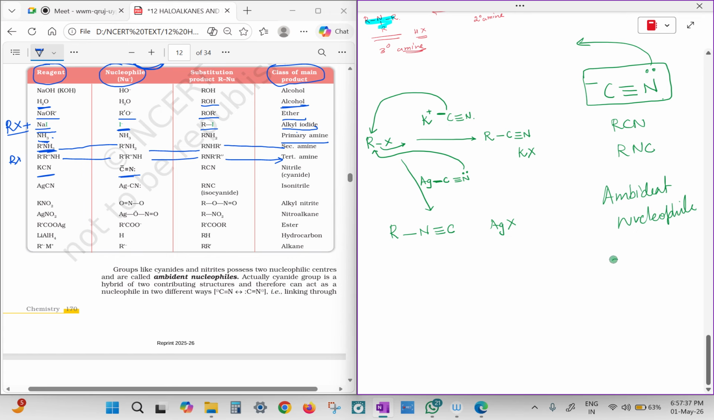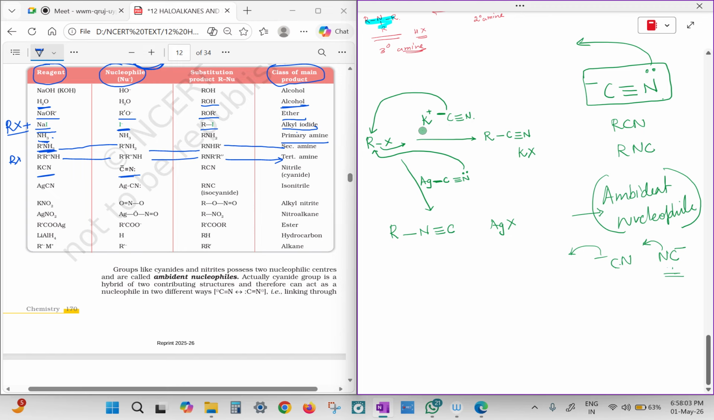Where the two, CN minus and NC minus, both have the same composition, but they attack through different sites. In CN minus, the attack is through carbon. In NC minus, the attack is through nitrogen. So, same composition, but acting through different attacking sites. The cyanide ion is an ambident nucleophile.